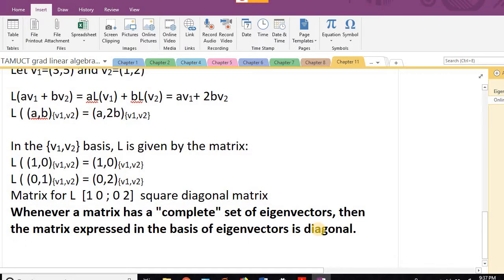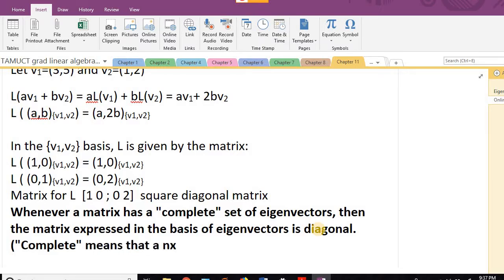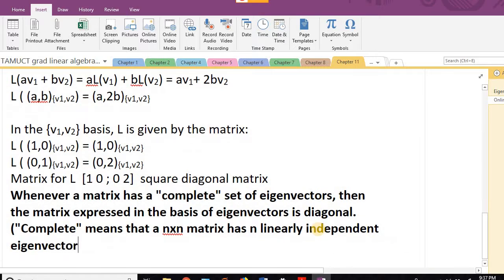So I'll just say complete means that an n by n matrix has n linearly independent eigenvectors. Whenever you have as many eigenvectors as you have columns, then those eigenvectors form a basis, and the matrix expressed in that basis is diagonal. So that's the deal about diagonalization.